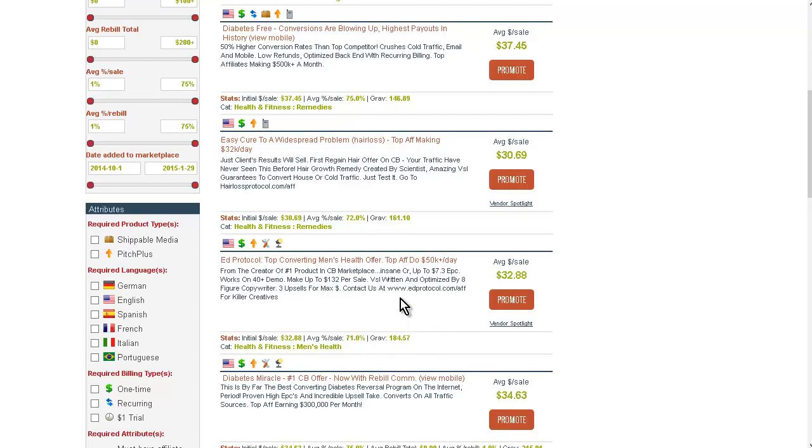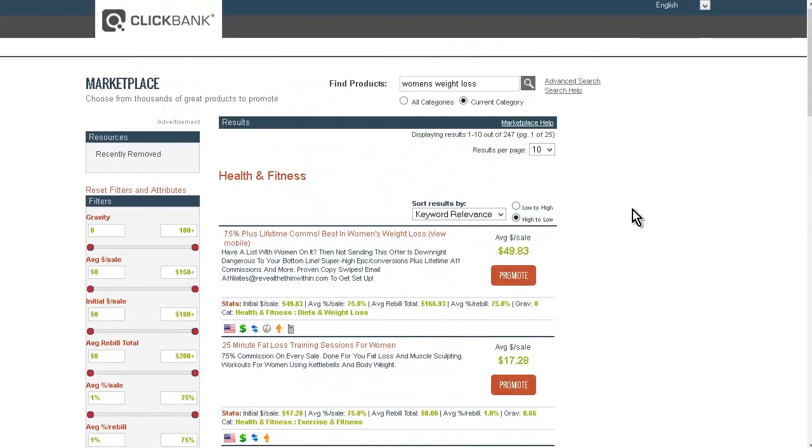So what we want to do is choose a lower gravity because that means not as many affiliates are promoting the product. So we have less competition. Now that's probably really counterintuitive to what anybody has told you before. They're probably telling you that you should be picking the highest gravity products to promote. And that might be why you aren't having the best results, okay?